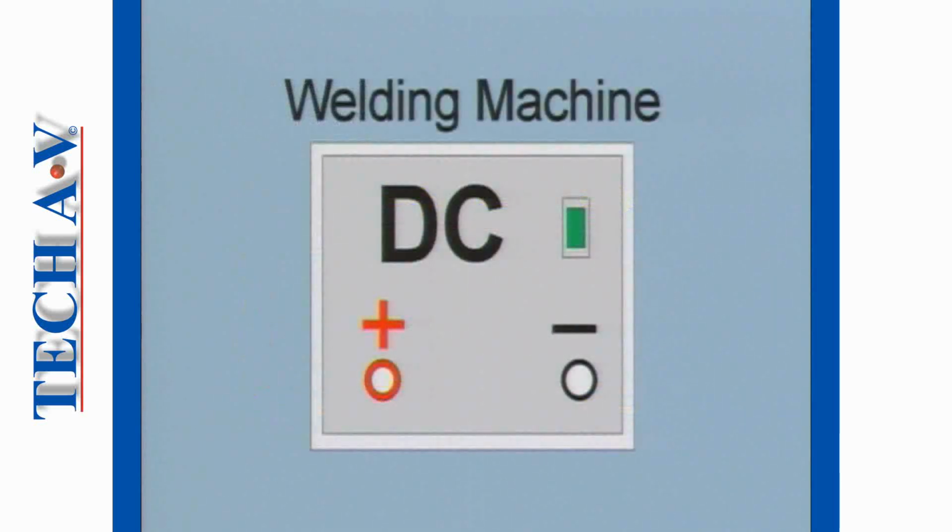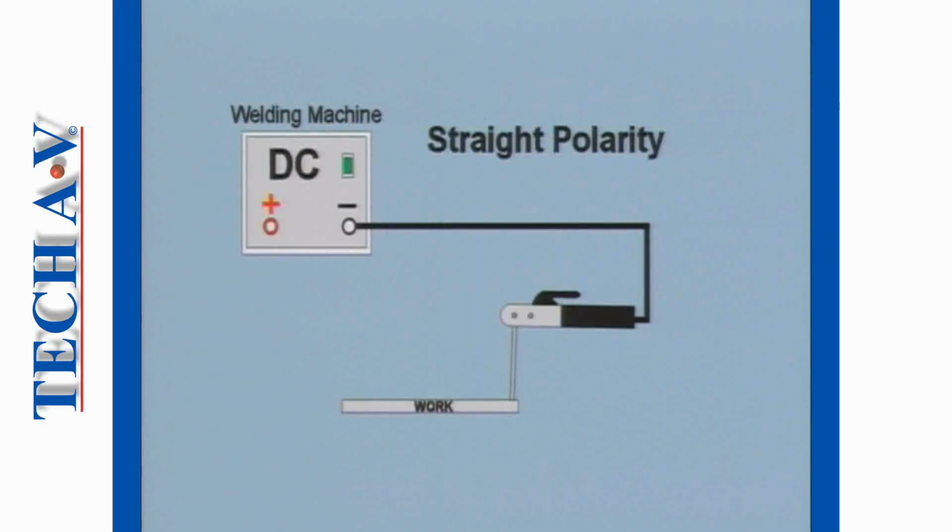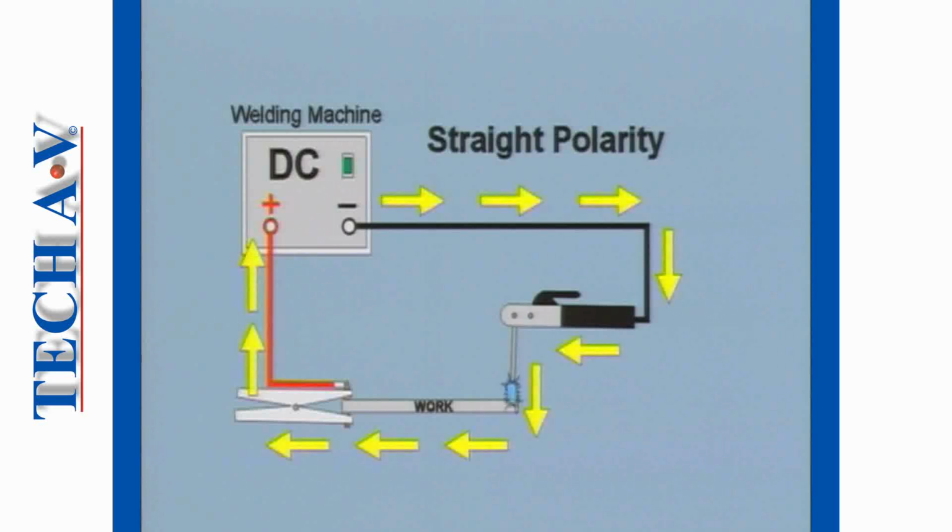On DC machines that have their lead connections marked plus and minus, we would normally connect the electrode lead to the minus terminal, that is, the negative terminal. The work lead would therefore be connected to the plus or positive terminal. In this configuration, the circuit polarity is said to be straight.